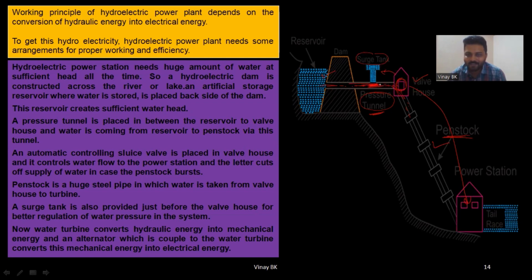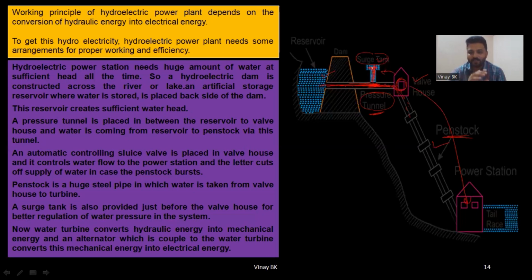To control the pressure of water, you'll be using a surge tank, because if the water is continuously flowing here, pressure will be created. To release that pressure, they will have one surge tank. Some of the water will flow here, and then it releases the pressure.